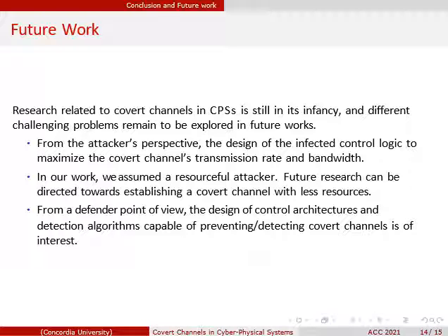For example, from an attacker's perspective, the design of an infected control logic to maximize the covert channel transmission rate and bandwidth is of interest. Also, in our work, we assume a resourceful attacker. Future research can be directed towards establishing a covert channel with fewer resources available to the attacker. Also, from a defender's point of view, the design of control architectures and detection algorithms capable of preventing or detecting covert channels is of interest.